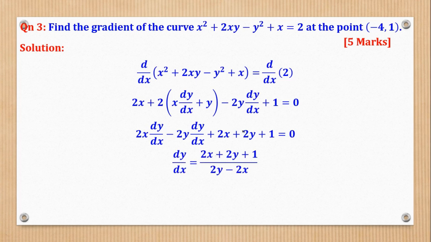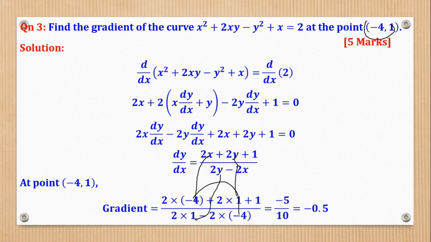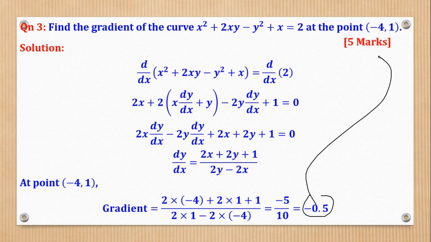So that will be the gradient function, but they want the gradient at this point. So at that point, the value of x is negative 4, and the value of y is 1. Therefore, substitute for x as negative 4 here and here, and y as 1 here and here. You will come up with negative 0.5 as the gradient they wanted.